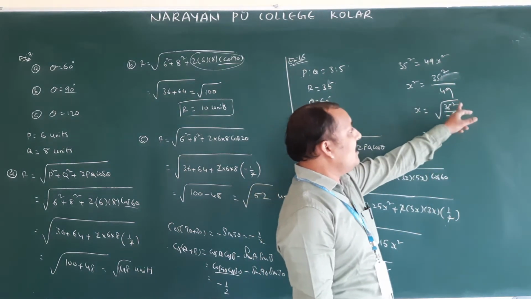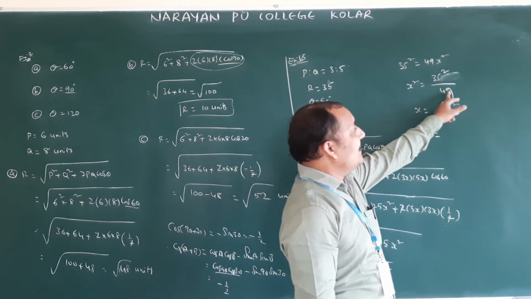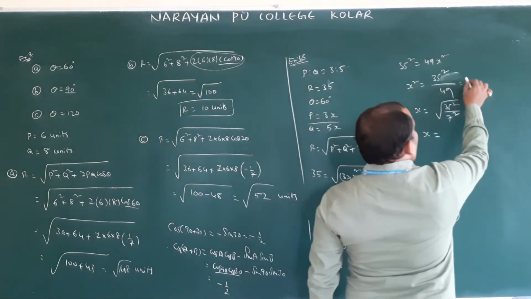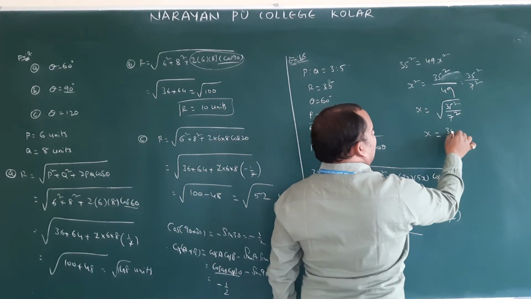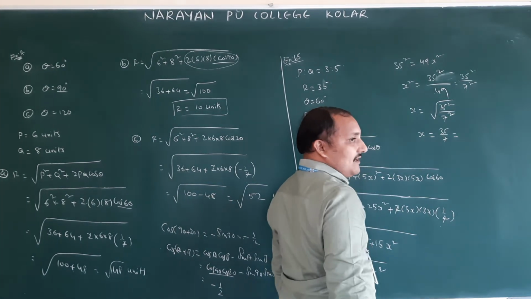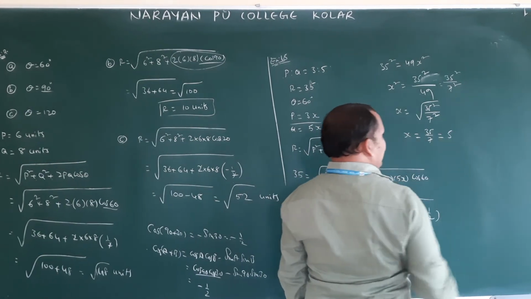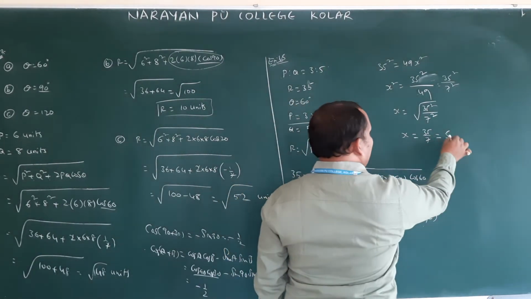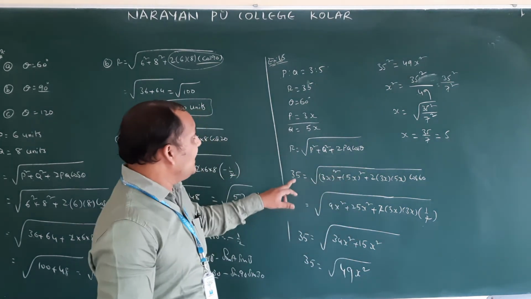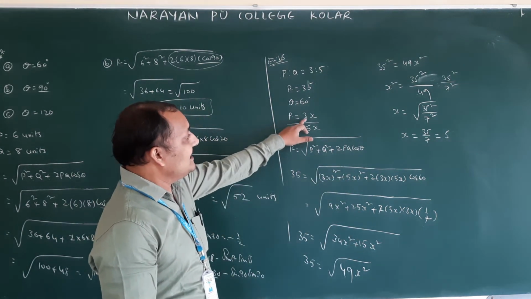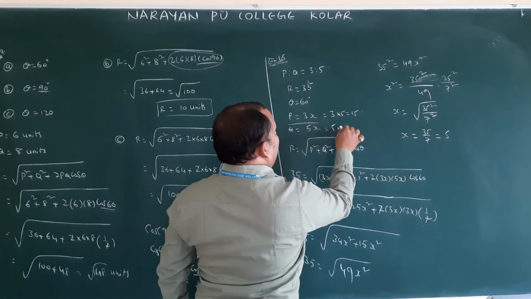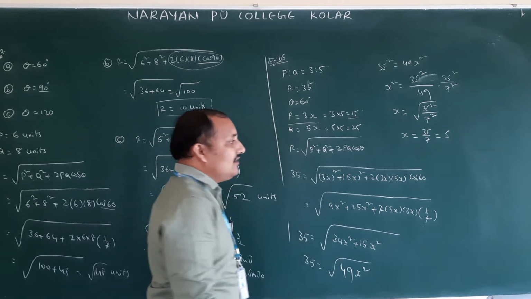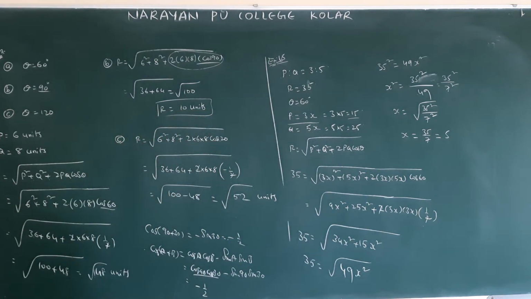Then x equals under root of 35 square by 49, which can be written as 35 square by 7 square. Square root will be cancelled. 35 by 7, so 5 sevens are 35. So x value, how much you got? 5. X value 5 means now P value 3 into 5, 15. Q is 5 into 5, 25. So P value 15, Q value 25. So that is example 18.